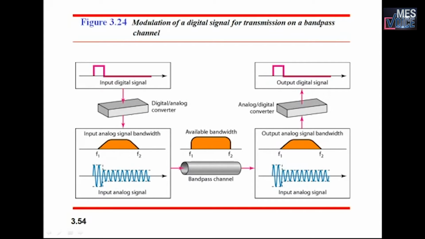So at the sender, the input digital signal is converted using a digital to analog converter, and the analog signal will be transmitted through the bandpass channel, which is received at the destination, and it is converted using an analog to digital converter into the digital format again. The internet connection using telephone lines and modem is a classic example of this type of communication.